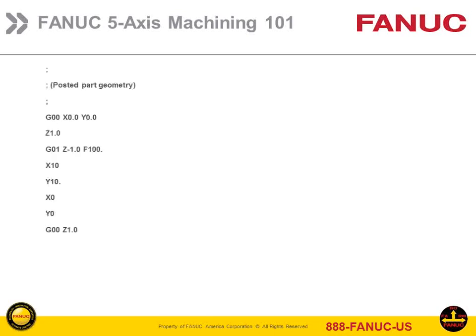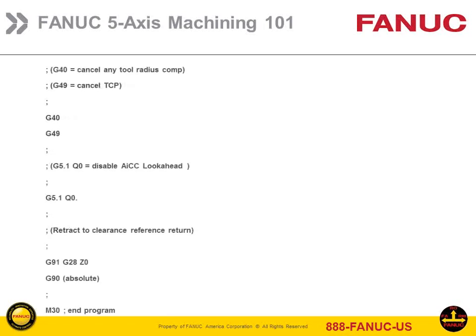Then at this point, you would do whatever your part program was actually going to do, whatever moves you want to make. And then at the end of the program, you always want to go back and make sure you turn all this stuff back off. Because with tool center point, you always want to make sure that it's deactivated, because strange things can happen if you don't remember to turn that off.